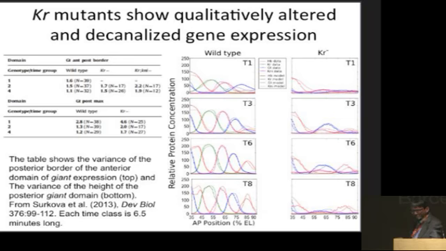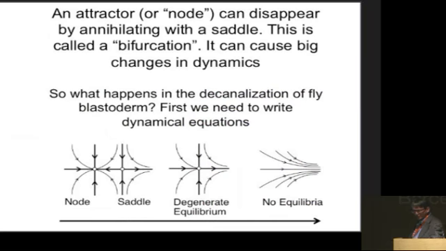Now, in order to see why, we need to introduce another idea from dynamical systems, which is the idea of a bifurcation. And this is a qualitative change in the dynamics that frequently, but not always, comes about by the merging of two equilibria, and they will annihilate. Okay, so here we have an attracting point or a node. Here we have a saddle.